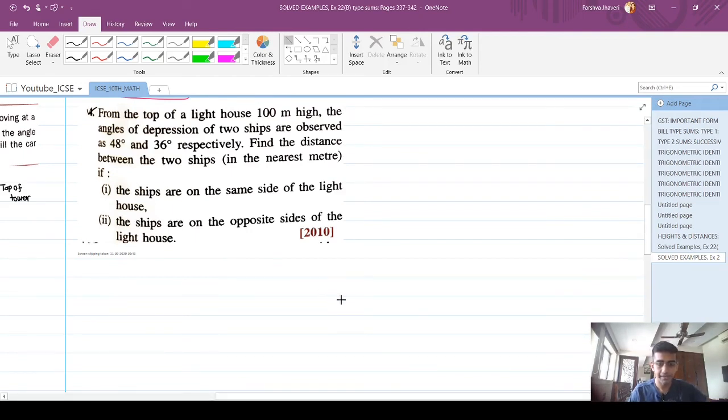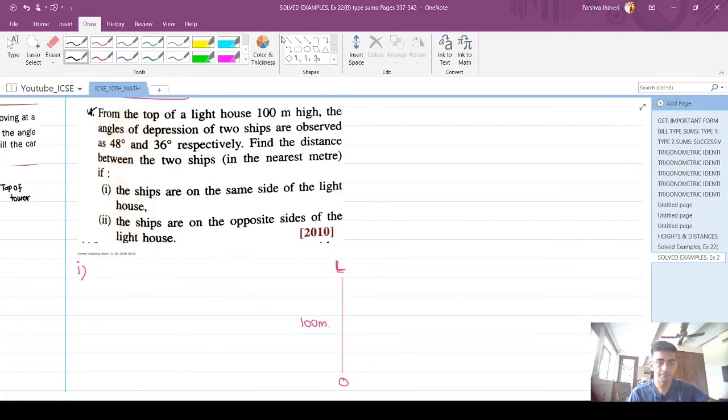Firstly, let's make our lighthouse. I'm not going to make it 100 meters, don't worry. This is our lighthouse. Let's call this OL, L for lighthouse. It is 100 meters high. The angles of depression of two ships are observed to be 48 and 36. Find the distance between the two ships if the ships are on the same side and if the ships are on opposite sides. So let's do part 1 first, on the same side.